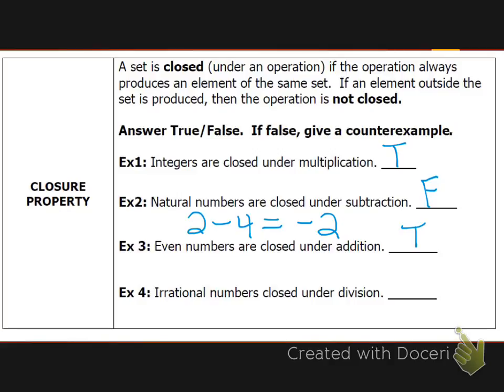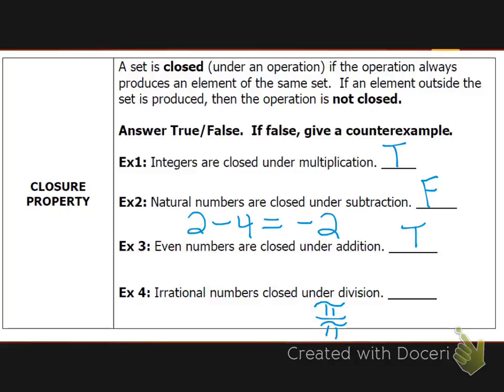How about irrational numbers are closed under division? So that's saying if you divide an irrational number by an irrational number, you're going to always get an irrational number. Like if you have the square root of 10 divided by the square root of 5, you're going to end up getting a decimal that goes on and on and on forever, which is an irrational number. But what if you take something like pi and divide it by pi?